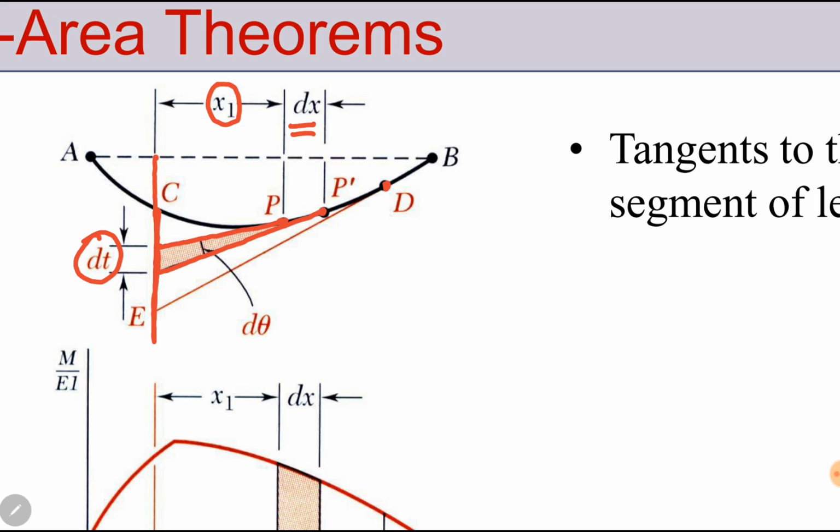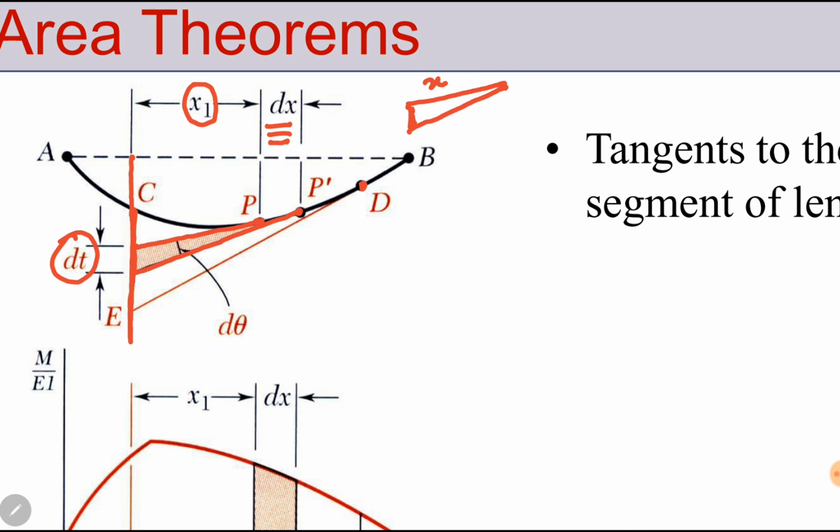Since this dx is a very small number, we consider it almost equal to x1. This distance from C to P dash is also almost equal to x1. So we are considering this as a circular arc dt, with radius x. This angle is d theta and this is dt. So let us apply the equation of circular arcs. We can write it as dt equal to x d theta.